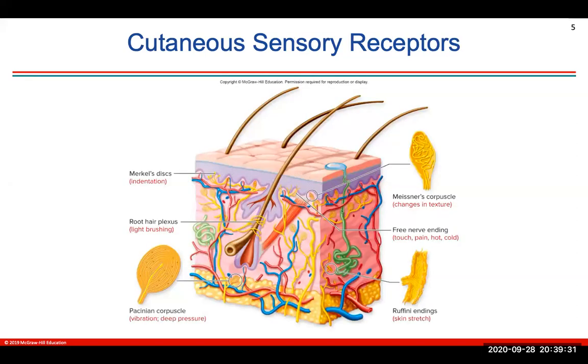This picture just shows you where in the skin these different nerve endings or receptors will be located, and you can see here what they look like. You might have studied these a little bit in anatomy, but each of these different cutaneous sensory receptors will sense something different, whether it's texture, touch, pain, hot, cold, skin stretching, vibrations, deeper pressure, or light brushing. And a lot of the procedures, if we were in person, would take us through detecting these different sensory receptors and doing different stimuli for them.